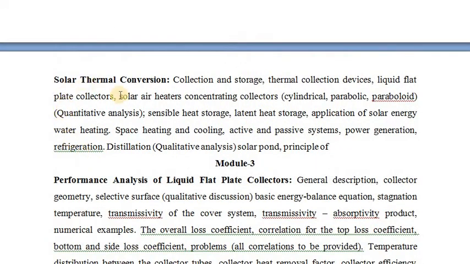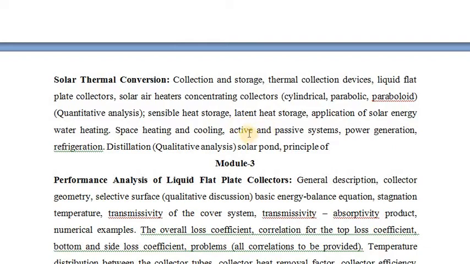Next further is solar thermal conversion. Once you know how important solar energy is, then how you can convert that into useful work, a useful energy source. That is the collection and storage of solar energy and thermal collection devices: the liquid flat plate collector, solar air heater, and concentrating collector, that is cylindrical parabolic. These things related to solar energy you want to study here.